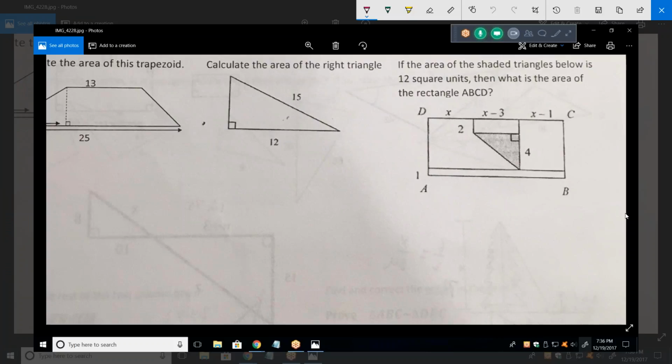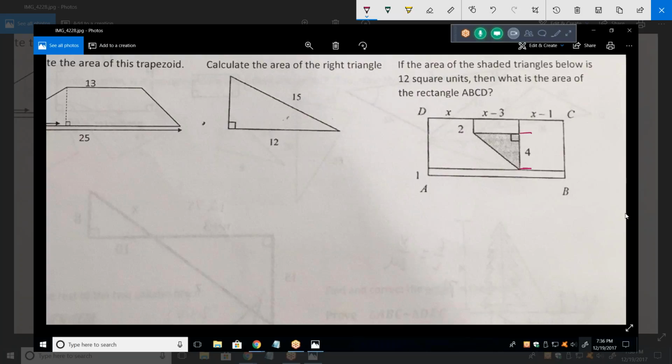Well, first of all, I need to ask some questions. I assume that this 4 is this measurement? Because I can't really tell. Yeah, I believe so.